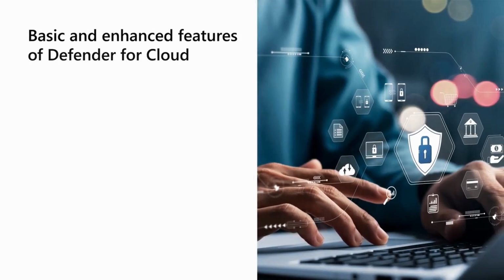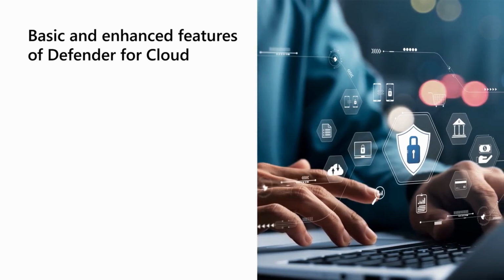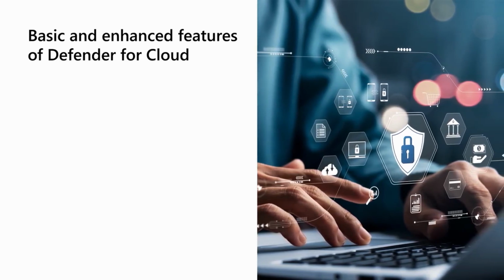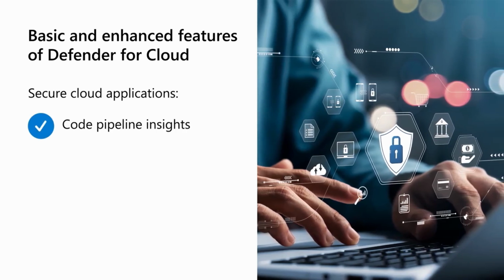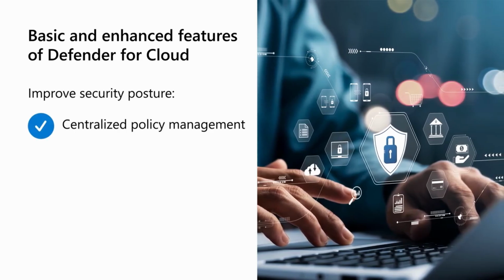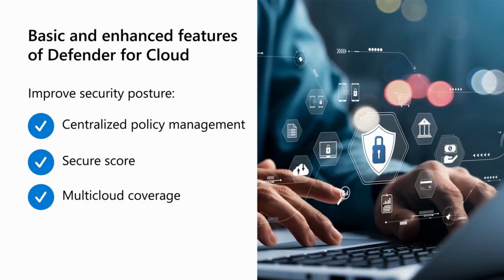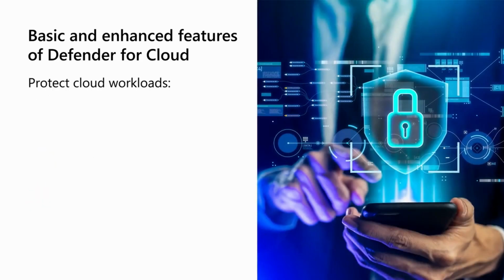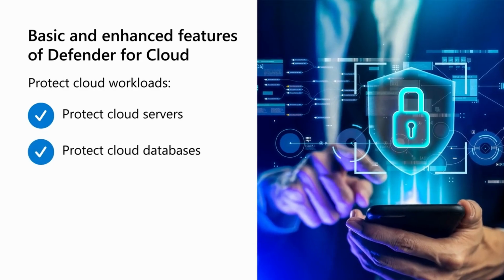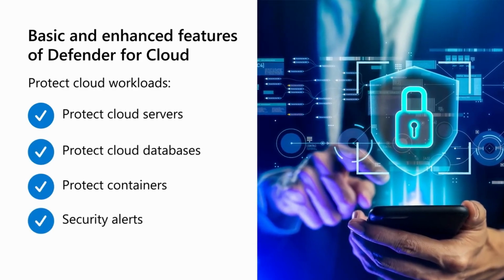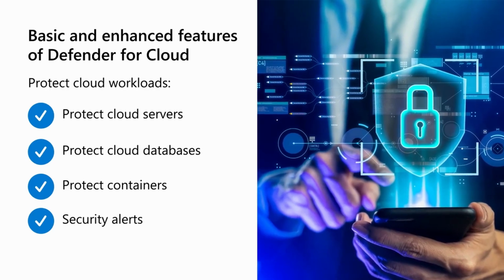After understanding the functionality of Defender for Cloud, you focused on the basic and enhanced features of Microsoft Defender for Cloud. You've understood capabilities that secure cloud applications like code pipeline insights. You also learned some capabilities like centralized policy management, secure score, and multi-cloud coverage that improve your security posture. Other than that, to protect cloud workloads, you learned capabilities such as protecting cloud servers, protecting cloud databases, protecting containers, and security alerts. Here you learned what problems these capabilities can solve and how you get started with them.